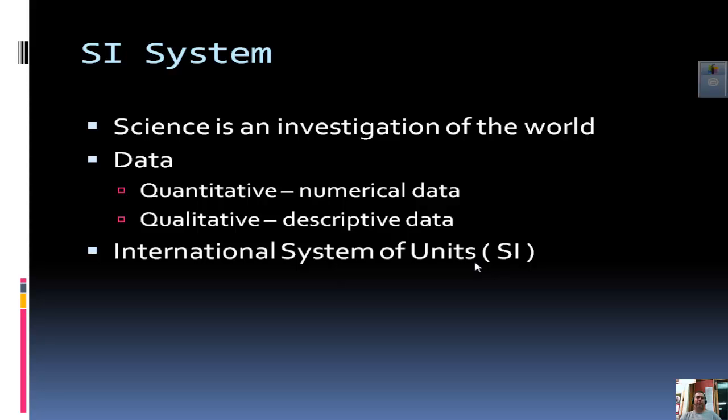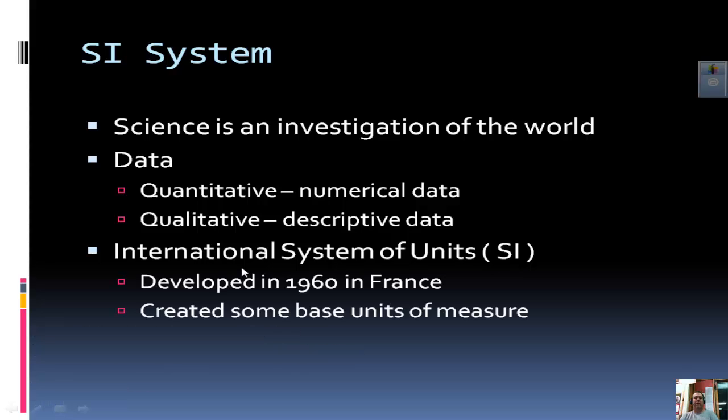The International System of Units, more commonly known as the SI system, basically comes from France. When you think of the language, it's La Système International. That's where SI comes from. Again, we just talk about it as the international system of units. It was developed in 1960, like I said, in France, and it created some base units that allow everyone worldwide to measure in the same units without having to do lots of changes or conversions.